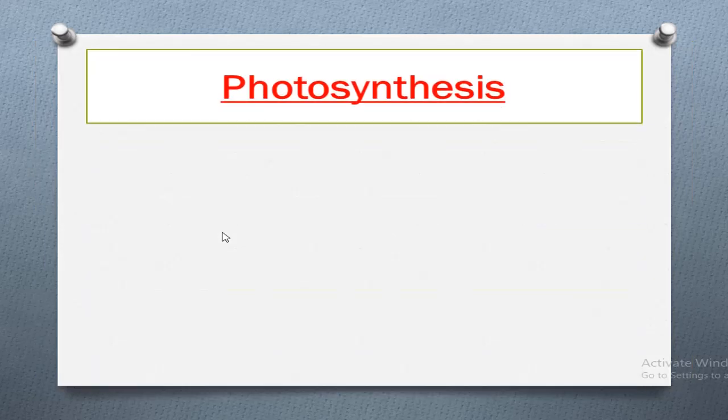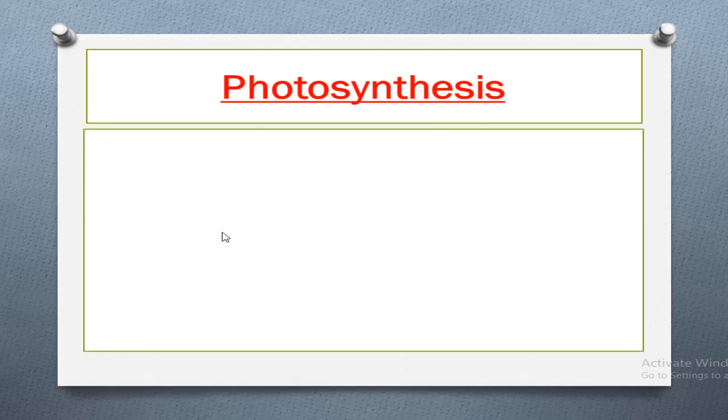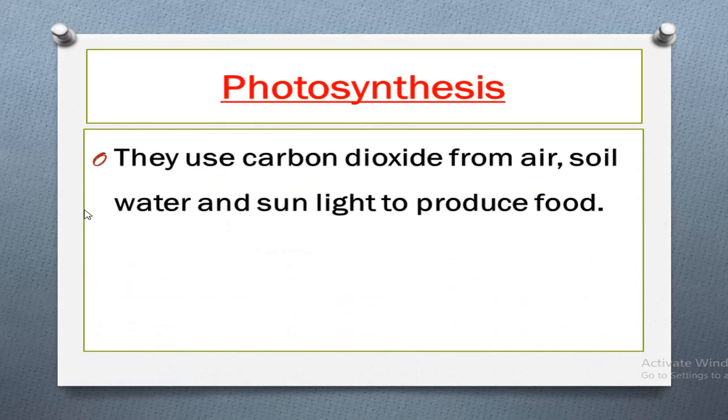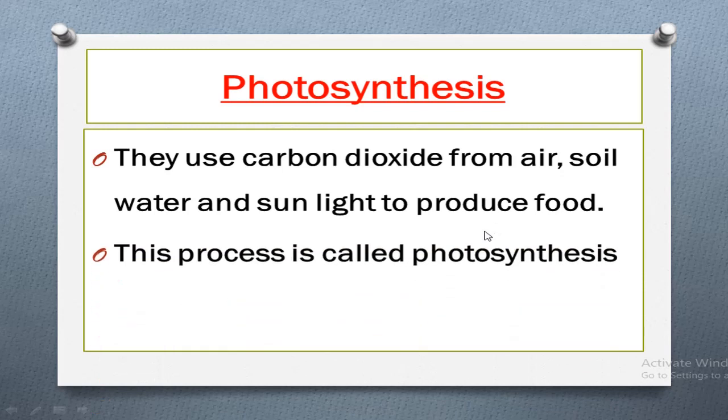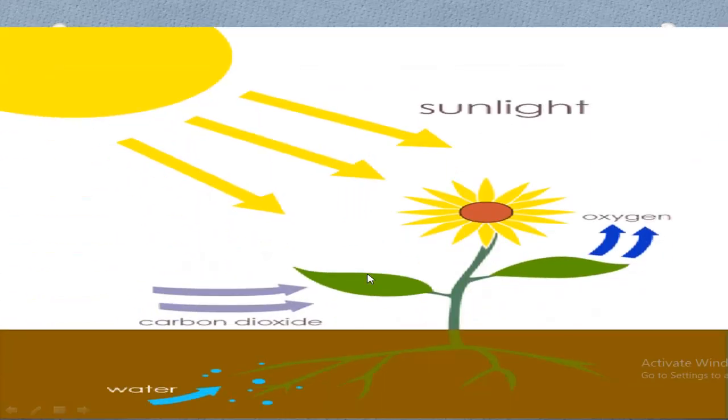Let's go to learn about photosynthesis. Photosynthesis is the way of producing food in autotrophic organisms. Photosynthesis means using carbon dioxide from air, water from soil and sunlight to produce food. The process of producing food in green plants is known as photosynthesis.